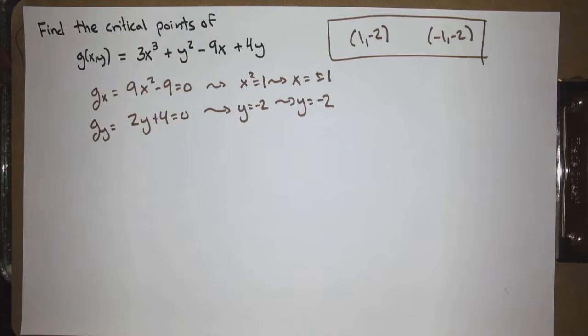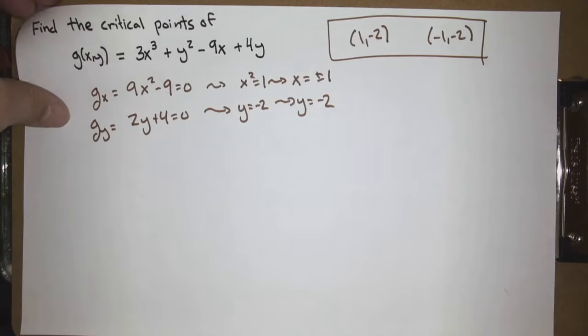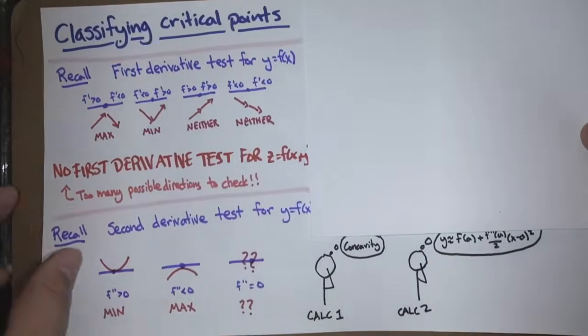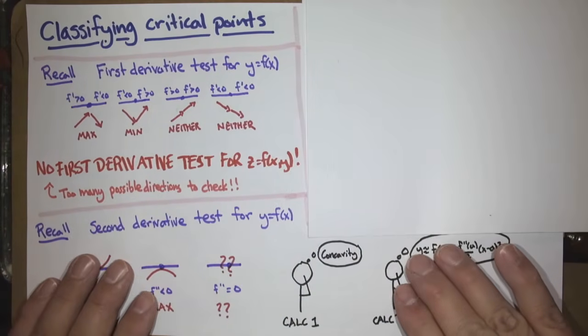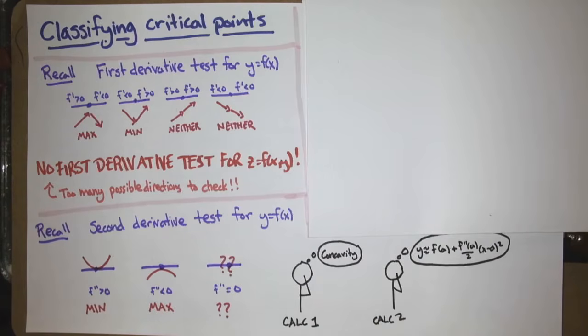Don't worry, we'll get to do more with this problem in a little bit. Because we found the critical points, but the story doesn't stop there. Now we want to classify. So let's do a little bit of a discussion. Classifying critical points. Don't worry, most of this is recall.